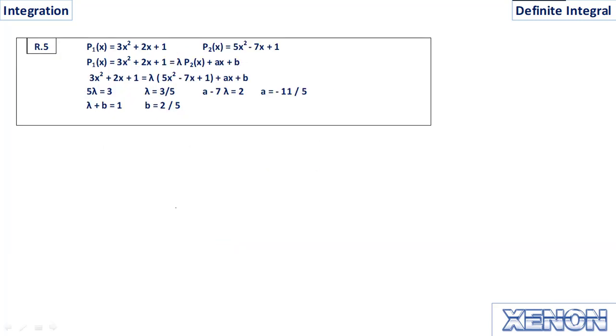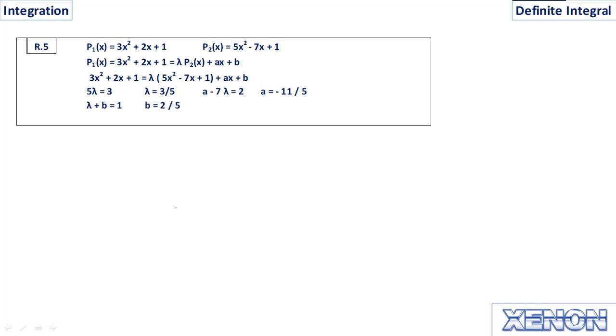Right? Now, rule number 5. When we have an integrand of the form p1(x) upon p2(x), where p1(x) and p2(x) are algebraic functions, we express p1 as lambda p2(x) plus ax plus b. Here we have an example: p1(x) equals 3x square plus 2x plus 1, and p2(x) equals 5x square minus 7x plus 1.